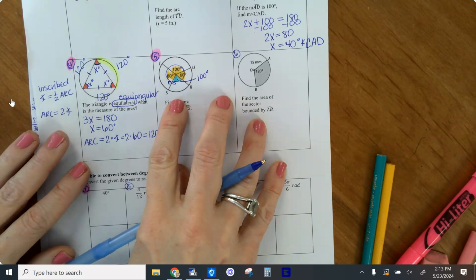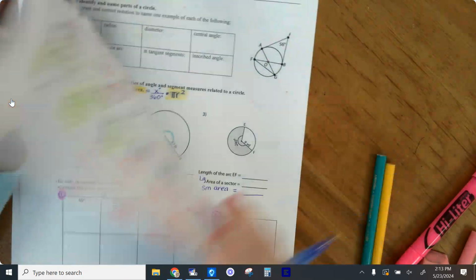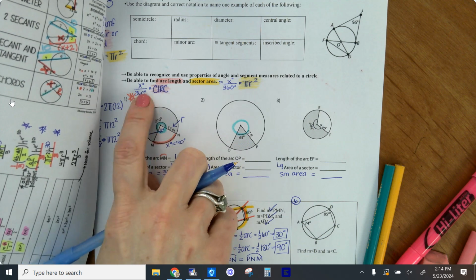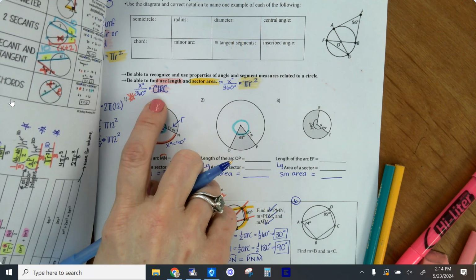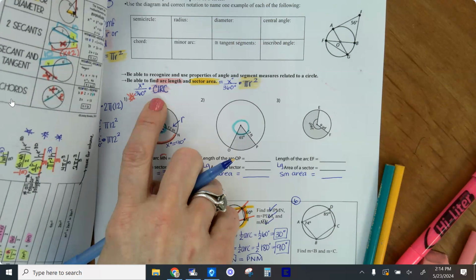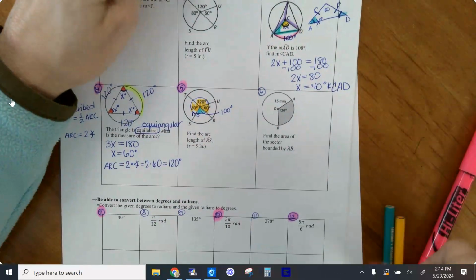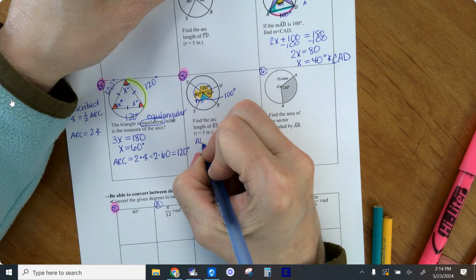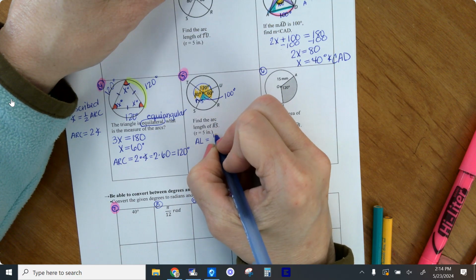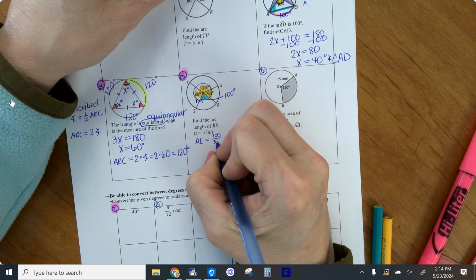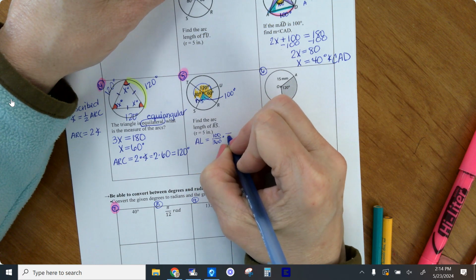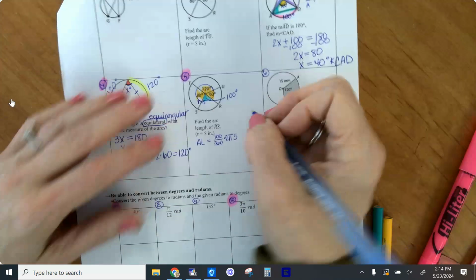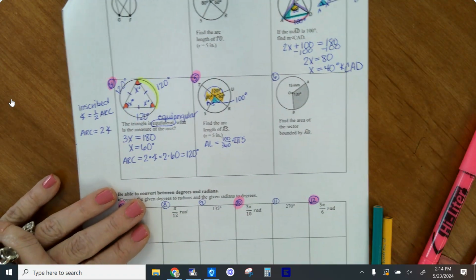Now, we're not asked for the measure of the arc. We want the arc length, so we have to look all the way back here to the very front. Do you remember when we did arc length is degrees over 360 multiplied by the circumference? Okay, and we're given a radius. So the arc length is 100 degrees over 360 times 2 pi and then 5. 5 is your radius.